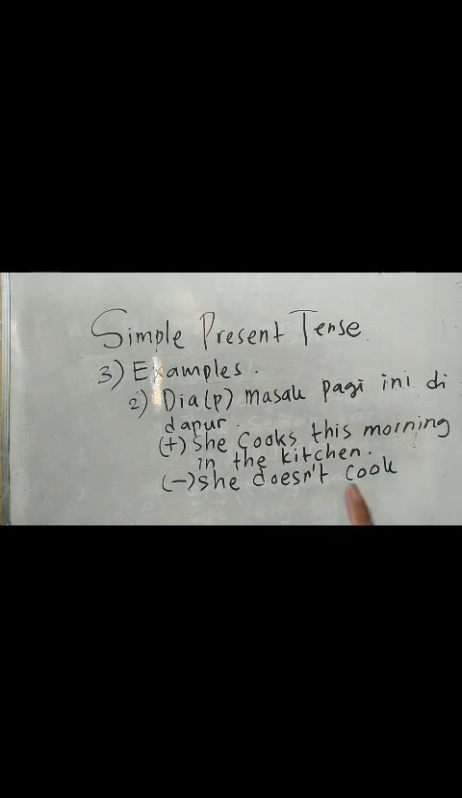Remember again, when we look at the formula that I told you before, the particle s that is used for the positive with the subject she is only for the positive, not in negative and interrogative. So in negative and interrogative we don't have to use s here. So just cook. She doesn't cook this morning in the kitchen. So this is the time, this morning, and this is the place, in the kitchen.